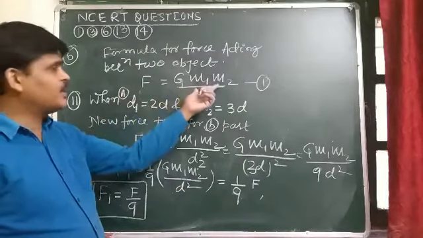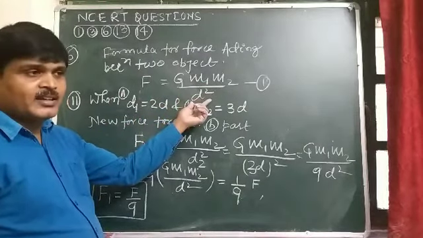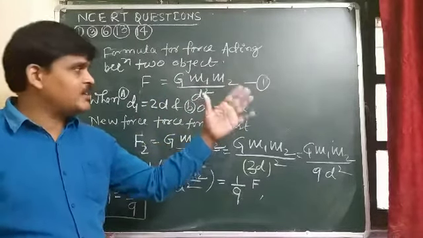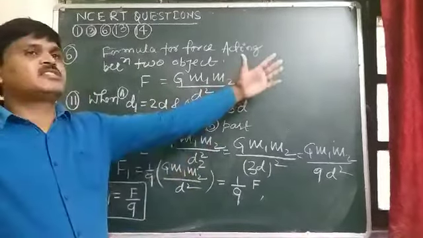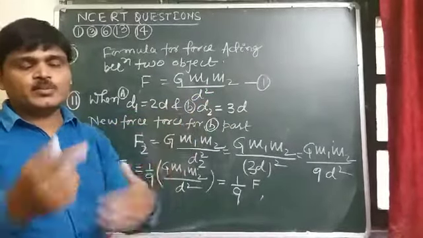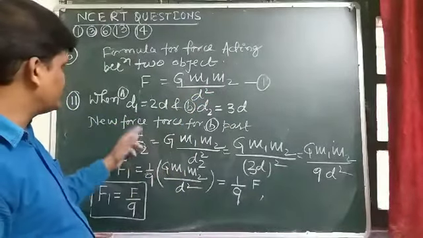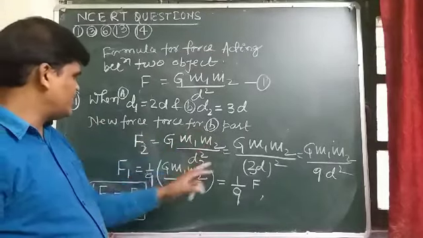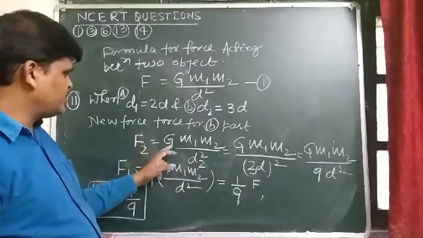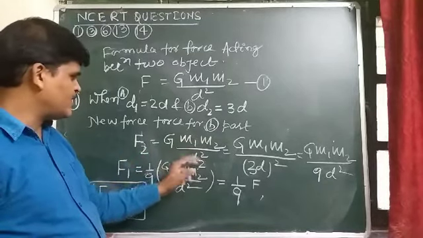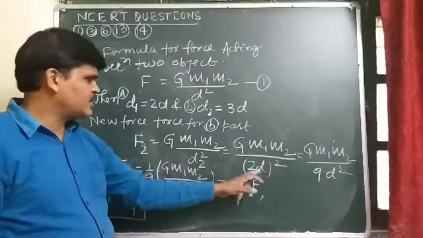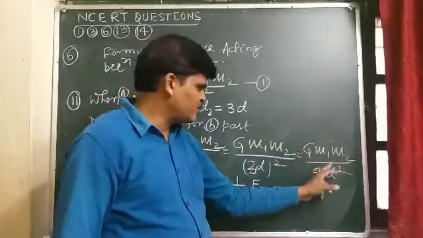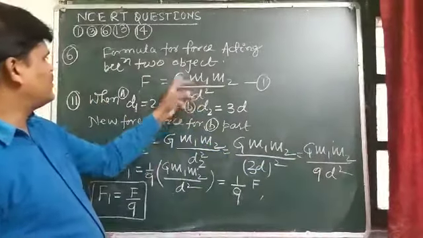So when the distance between the two objects is tripled, meaning it increases 3 times from the initial condition, the distance increases, so the force acting between them decreases. So in the second case, we put F2 equal to G M1 M2 by D2 squared, and in place of D2 we put 3D. The square of 3D is 9D squared, and G M1 M2 by D squared is the value of the force.